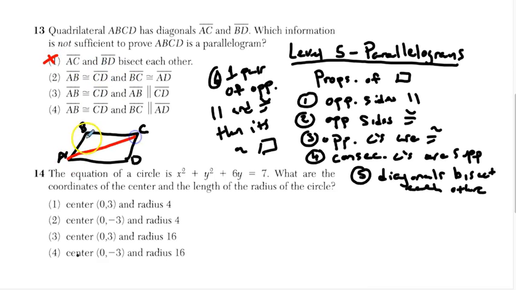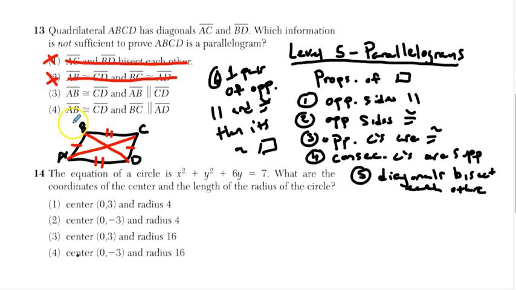AC and BD bisect each other. That's diagonals bisect each other, so that one is out. It then tells us that AB and CD are congruent, BC and AD are congruent. That one's out because that's opposite sides are congruent. And then we're down to our final 2, right?